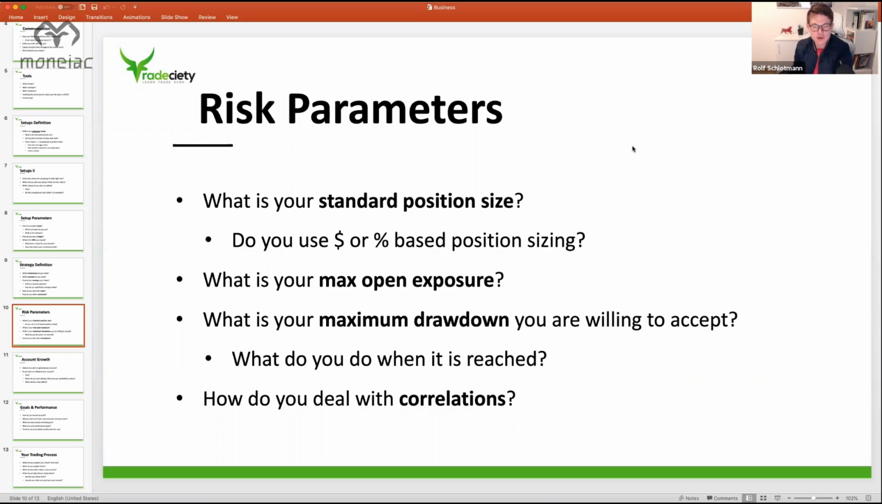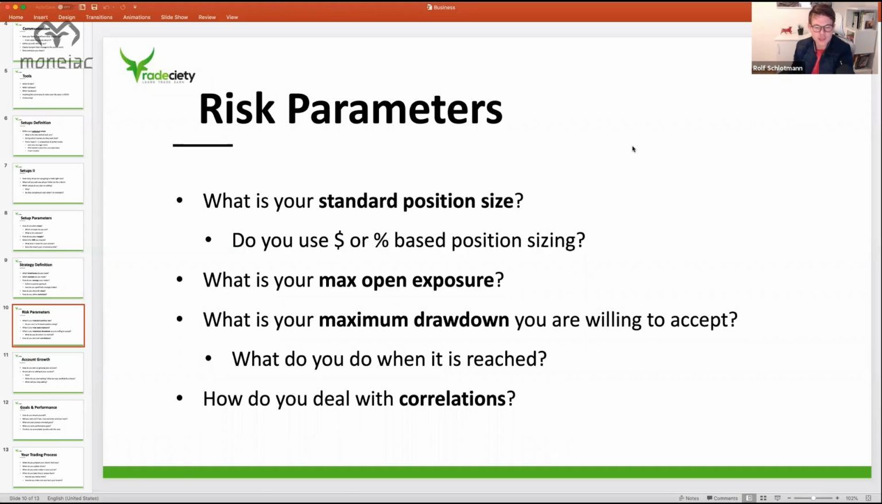What is your maximum drawdown you're willing to accept? How many losses in a row are you going to accept before you go back to your trading journal and make adjustments? What do you do when it is reached? Do you scale back on your position? Do you maybe change your approach? What are you going to do? Do you take a week off, or what are you doing?